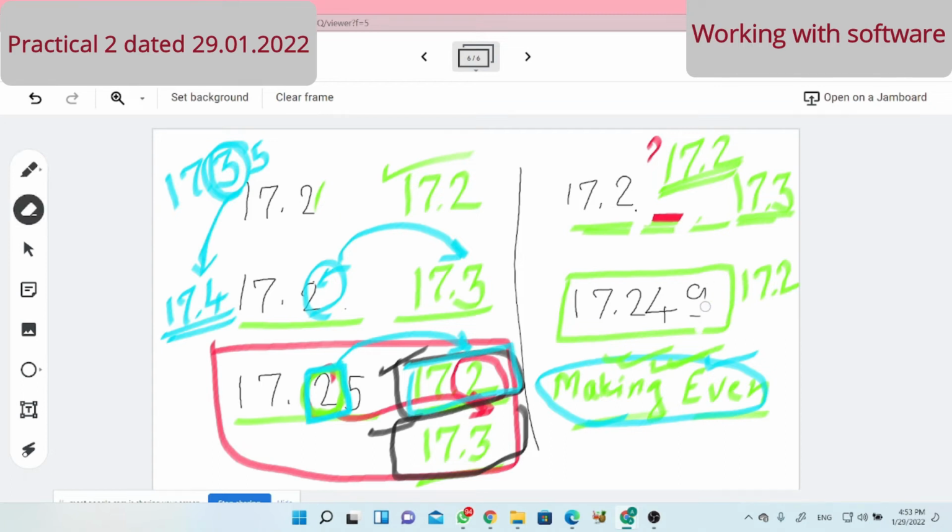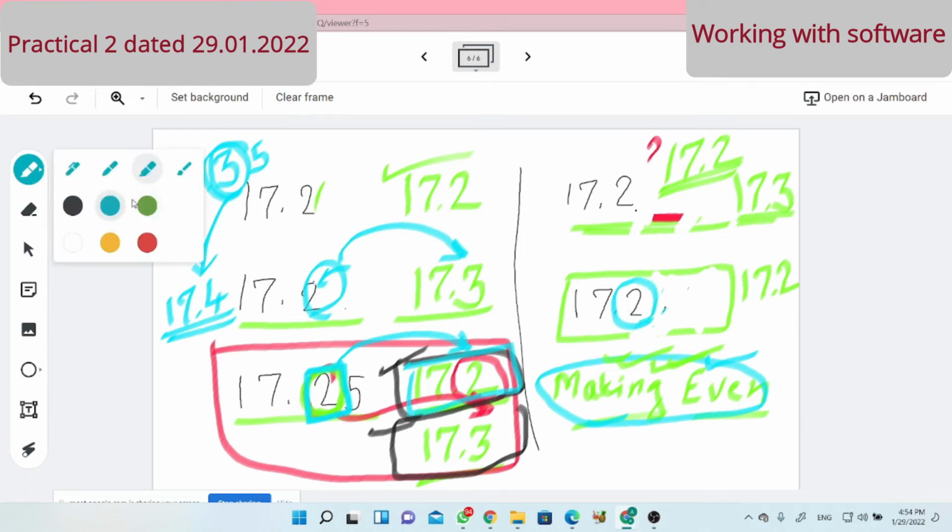If I remove this 9, will there be any change in the previous number? Yes, because 9 is more than 5, so 4 becomes 5. Students, are you understanding what I am saying? Is it clear? Now I have to remove this 5 also. If I remove this 5, will the 2 change? No, it will not change. Why? Because 2 is an even number.